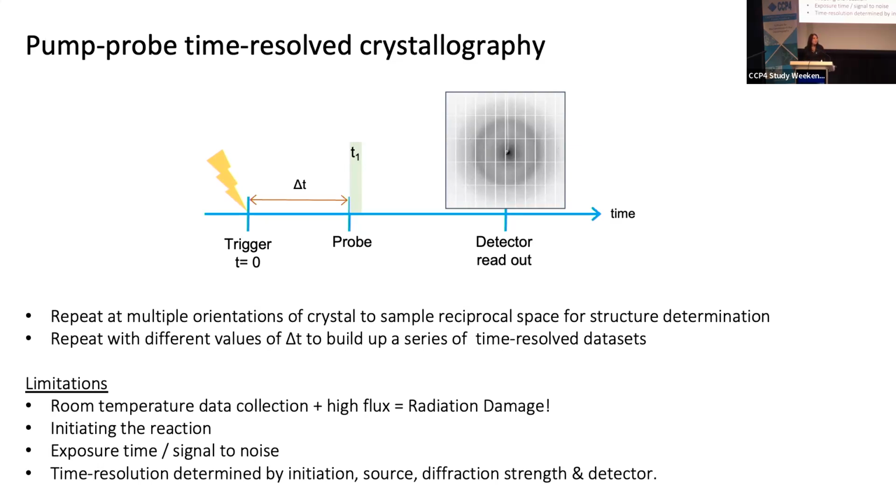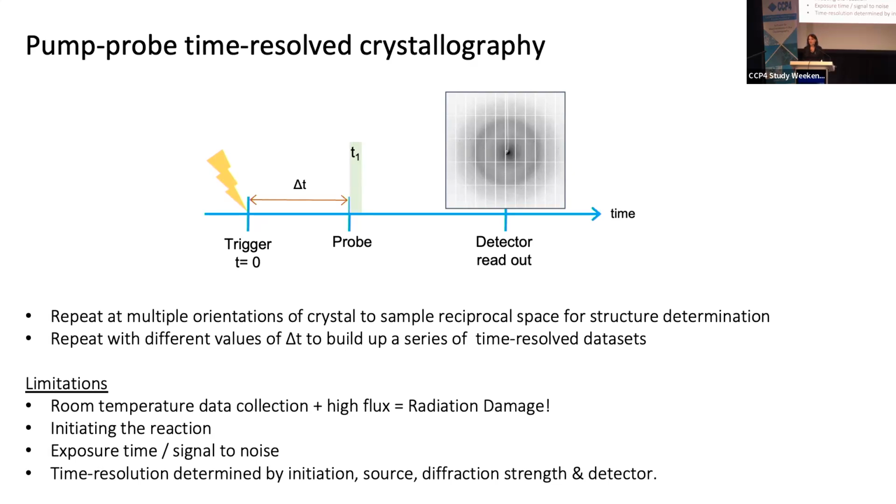But there are limitations to this method, important considerations that we have to think about when we do the experiment. So first of all, Elspeth, this is for you. We're collecting our data at room temperature. We have to be very, very aware of radiation damage. Are the changes that we're seeing functional, or are they just a result of the changes being caused by radiation damage? How do we initiate the reaction?